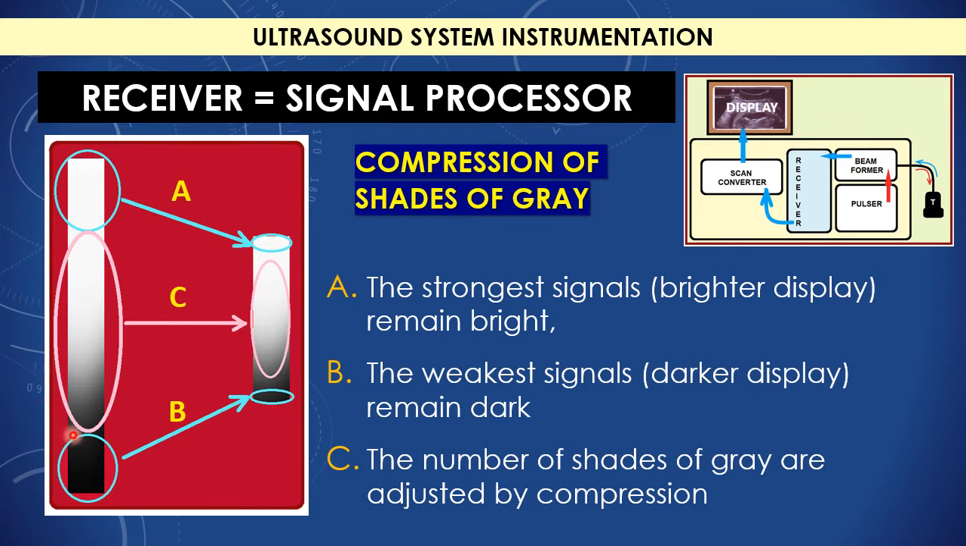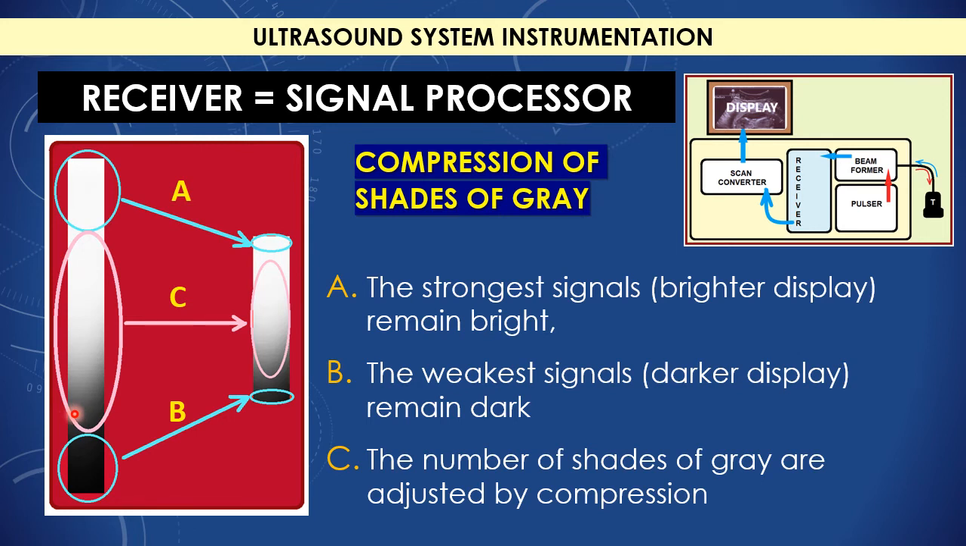So assume that this is the ratio of shades of gray that are received by the transducer, this column here, and it has two bright areas here and two dark areas here, and in the middle we have the mid-level echoes, which are in this area. So what happened in compression?